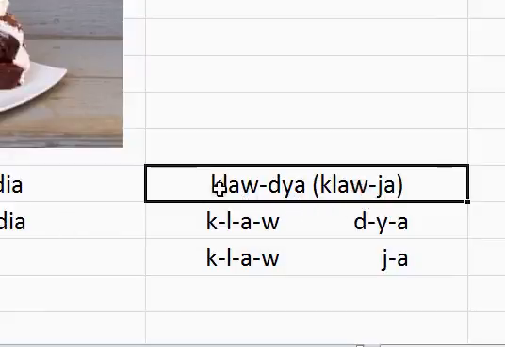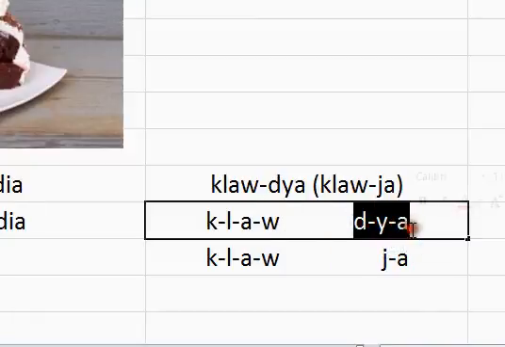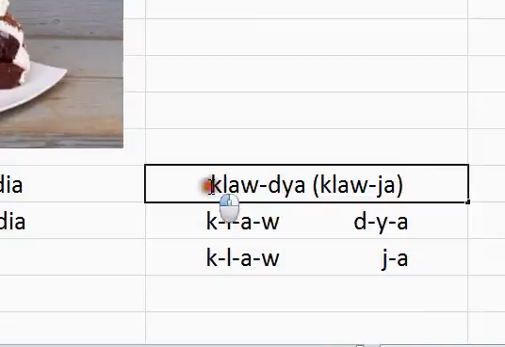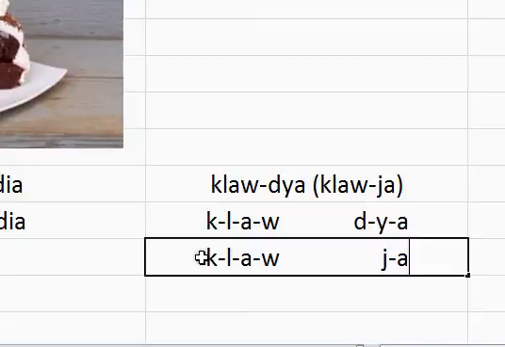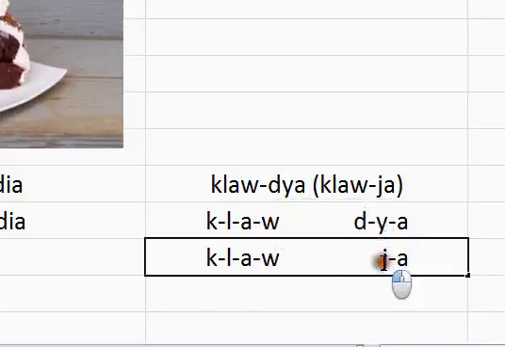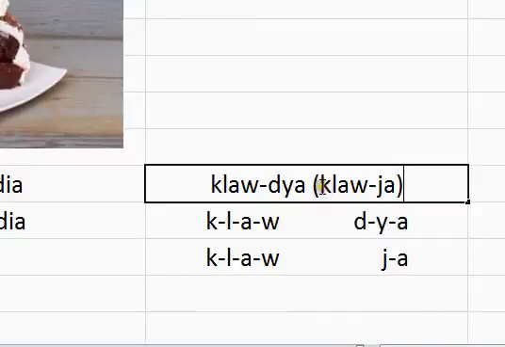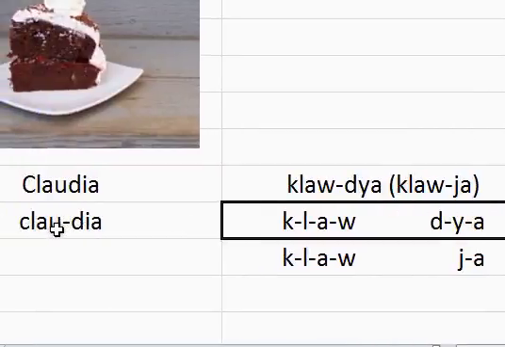So here, first, what we're going to do is go per symbol for the Filipino. We have k, l, a, w for the clow and d, y, a, ja. So when you read it, it's clow, ja. And for the new system, it's k, l, a, w, and we have j, a. So when you read it, it's clow, ja. So it almost sounds the same.